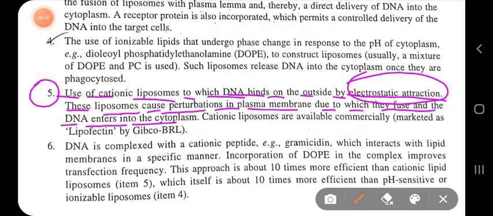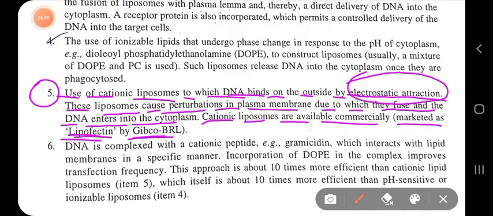No endosome is formed. There is no possibility of degradation of the DNA by lysosomes. Cationic liposomes are available commercially. Nowadays, in the market, we can find this type of cationic liposomes marketed as Lipofectin, and the company that produces them is Gibco BRL.